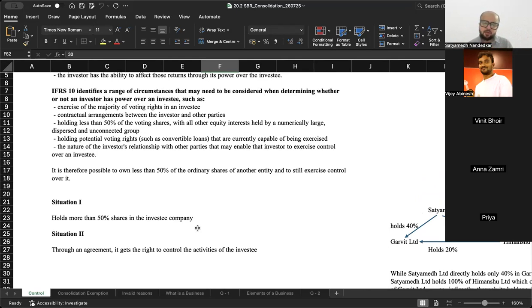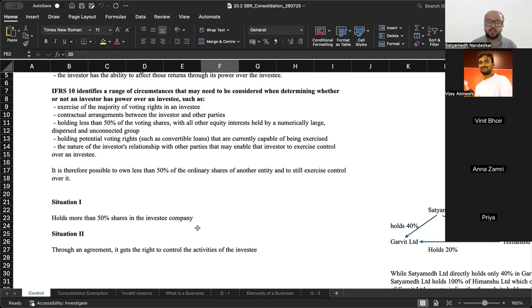Holding less than 50% of voting rights with all other equity interests held by a numerically large, dispersed, and unconnected group. Company A holds around 46% of the equity interest of Company B. Now, it's not usual to get control with less than 50% holding, but if I hold 46% shares and the remaining shares are held by a large number of dispersed and unconnected shareholders, it can happen. When I say dispersed, what I mean is they should not be together; they should be scattered all over the geographical expanse of the country, and it has to be an unconnected group of shareholders.